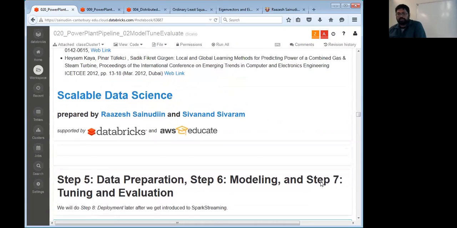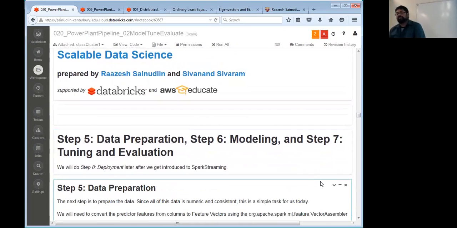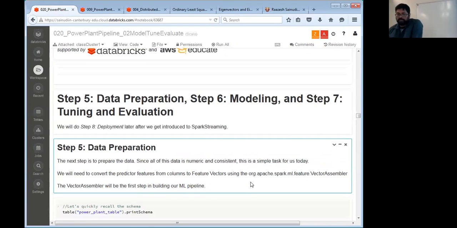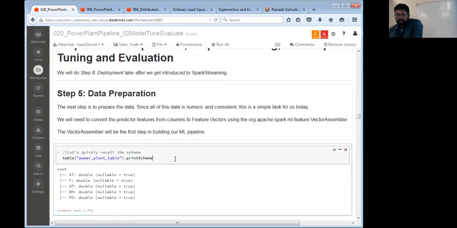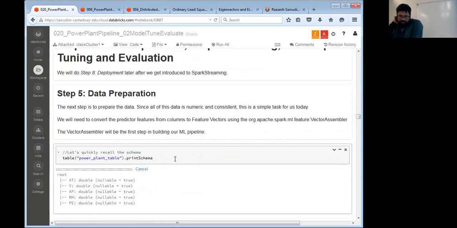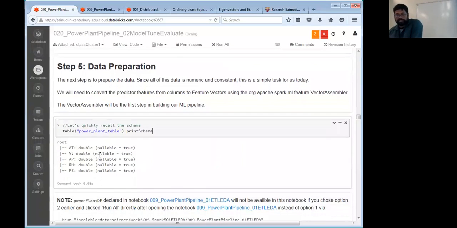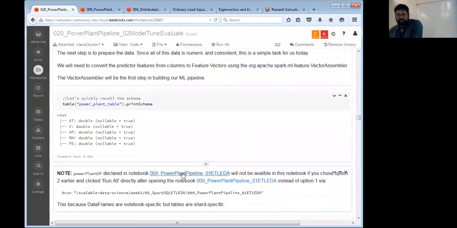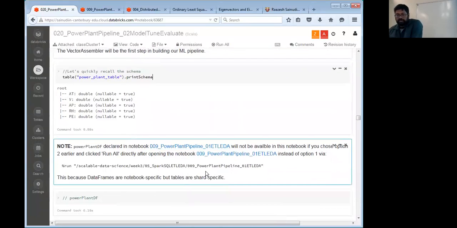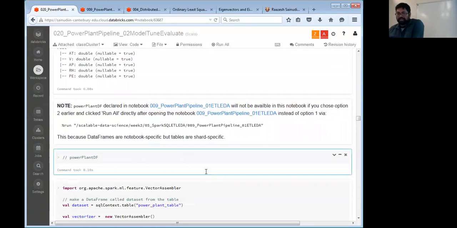So now we are going to do step 5, data preparation, step 6, modeling, and step 7, tuning and evaluation. In data preparation, let's just make sure that this power plant table exists, which is the one that was created in the other worksheet that we ran here. So it does. Here's my schema. It's all good. And this example is nice because we didn't have any missing values.